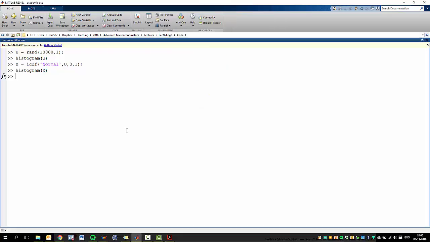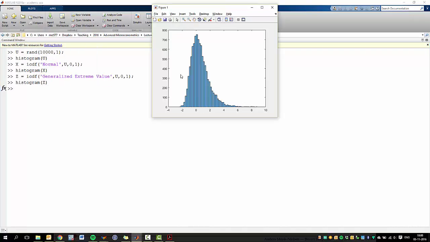And similarly, we could have created a different variable. Let's call it Z, taking the same U's, but using the generalized extreme value distribution. And let's look at the histogram of the Z's. That looks like this. So it's a different distribution from the normal distribution, you can clearly see. This is the one that is used to generate the random utility models.